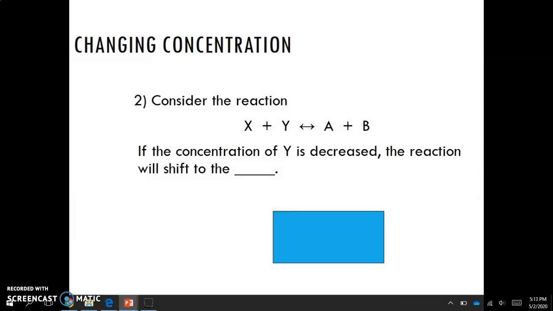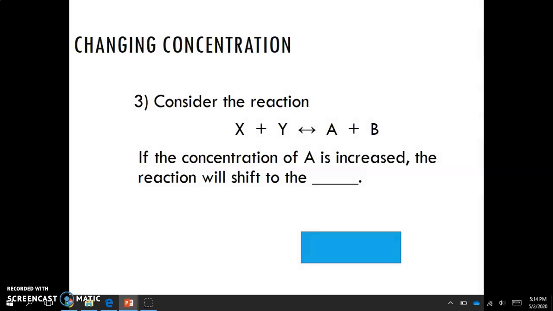All right, so let's take a look at another one. Same imaginary equation. It says if the concentration of Y is decreased, the reaction will shift to the blank. So here we're seeing a decrease in our concentration of Y, so we're seeing a decrease in our reactants. If we see a decrease in our reactants, that means we have less reactants than we do have products. So if we have less reactants than we have products, we're going to see a shift to the left because we're going to make more reactants until equilibrium is reached, right? The name of the game here is basically shifting in the opposite direction in order to maintain equilibrium.